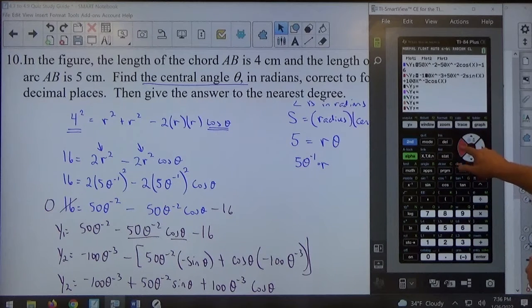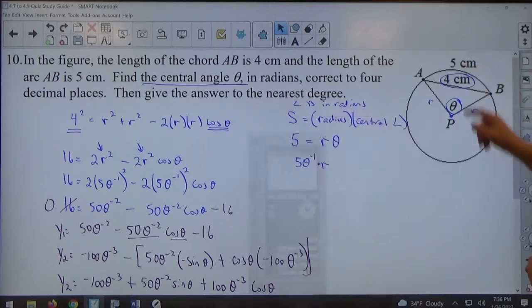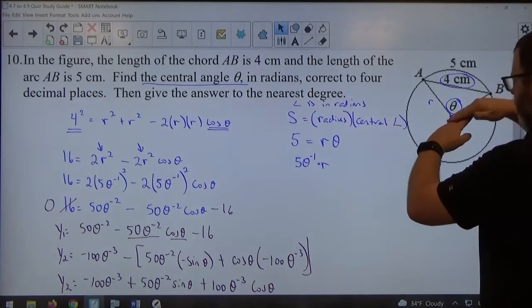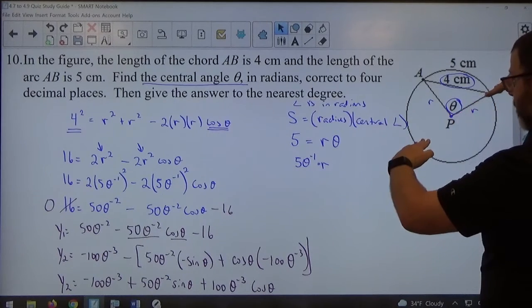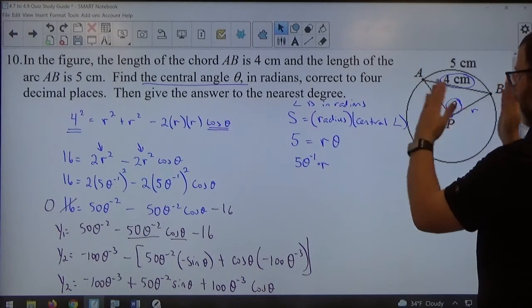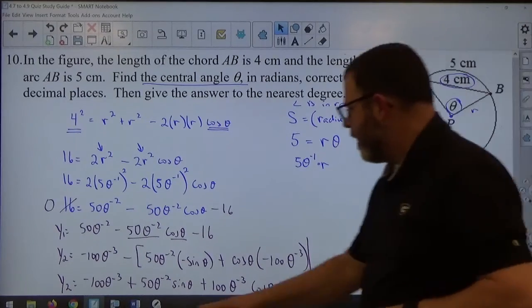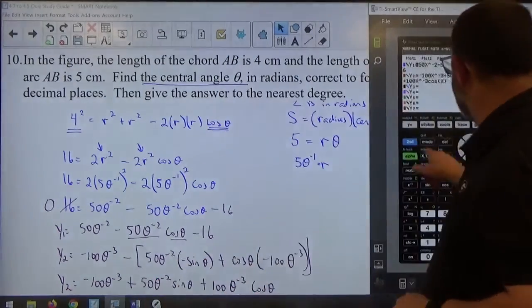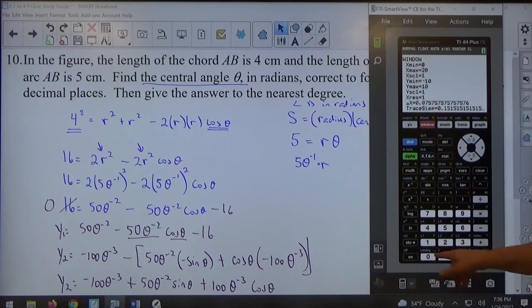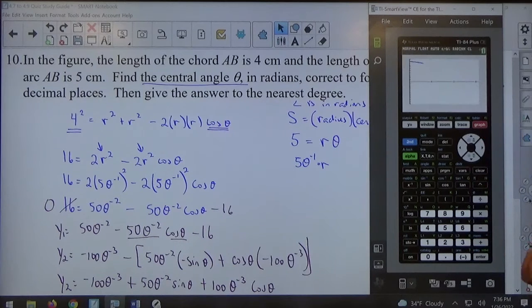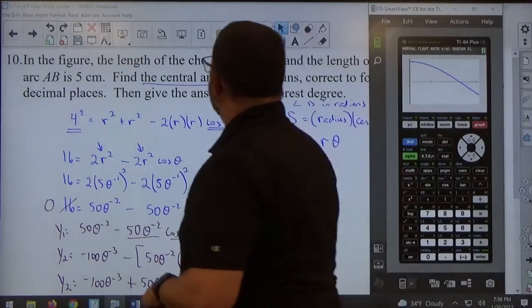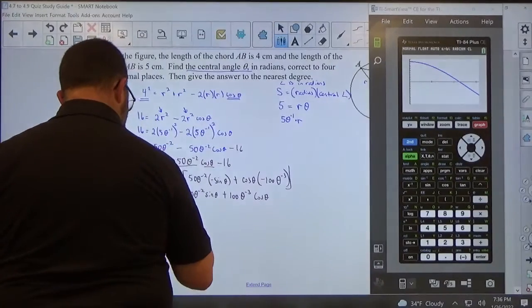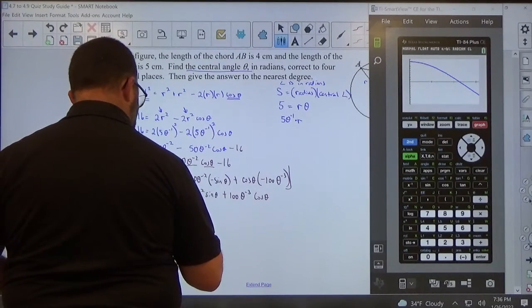I'm going to turn off function 2. This only makes sense if this angle is less than a diameter. So pi would be a diameter, so theta has to be between 0 and pi. So if I wanted to just quickly get an idea of where the answer is, I set my window from 0 to pi, and I'm in radians, not degrees. I simply want to see where it crosses the x-axis. Looks like 1, 2, a little bit after 2, so maybe about 2.2. So I'm going to let that be my guess. I'm going to guess that theta 1 is approximately 2.2.